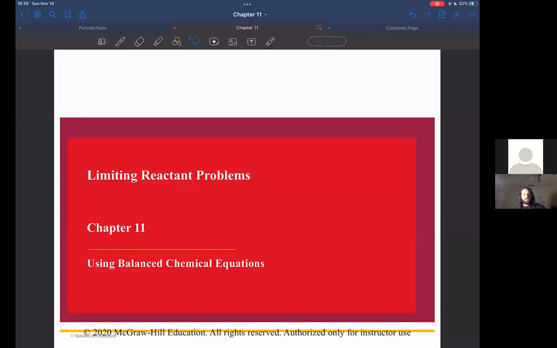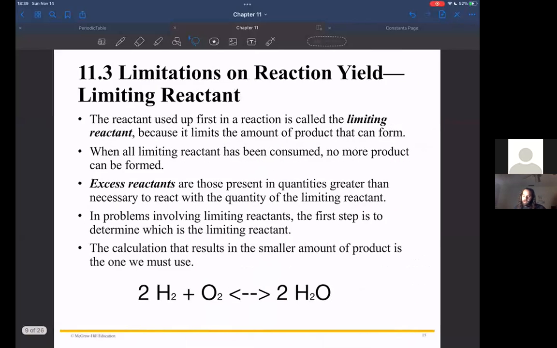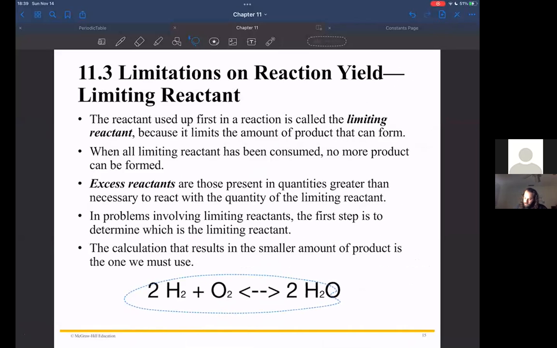All right, so now we're going to talk about limiting reactant problems. This is going to be the same thing that we did in the last lecture, but twice, basically. So what do I mean by that? This is a type of problem where, let's say that we had a reaction given below.